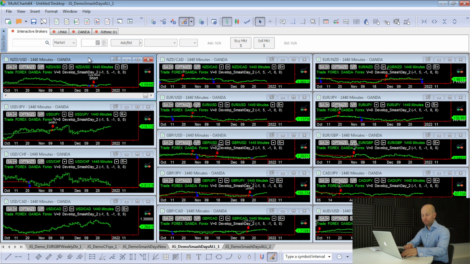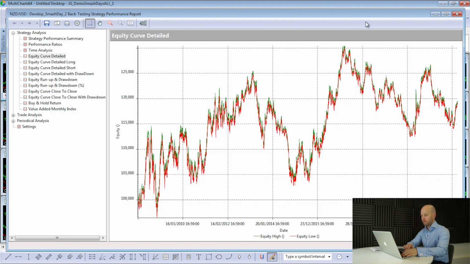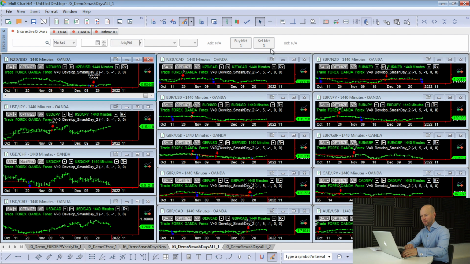And I'm using the same inputs at the moment on every market. I'm using 5 as the look back for the filter. I've got no stop loss and I've got no exit. The only exit is just the stop and reverse exit. Let's go through the equity curves. That's New Zealand dollar. That's fairly up and down, but going in the right direction.